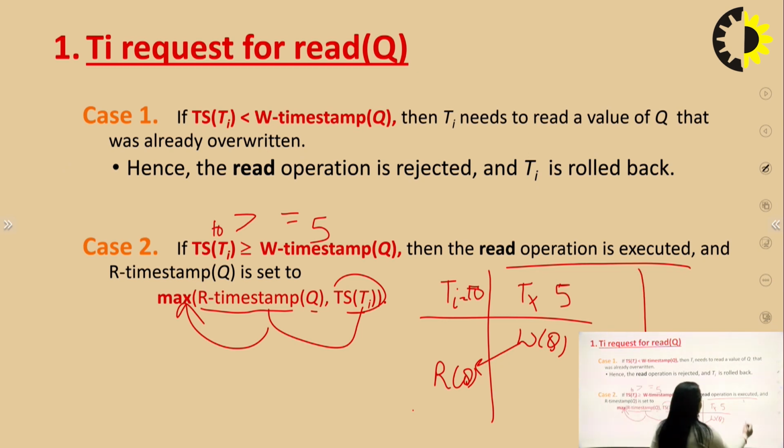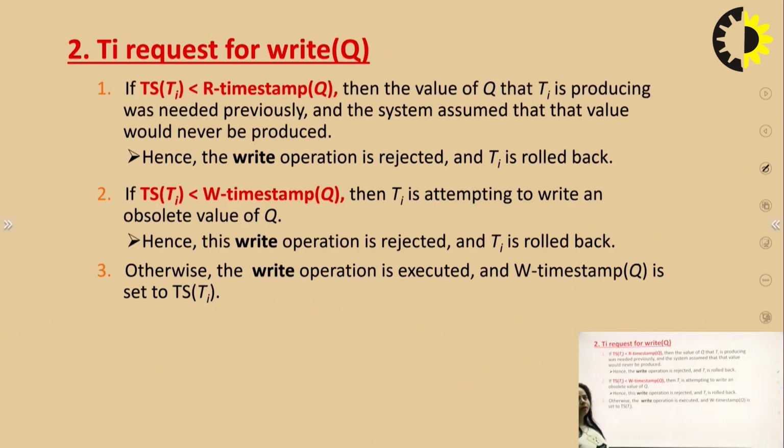The next scenario is where the timestamp of TI is equal to the write timestamp of Q. This case happens when the transaction that performed a write operation on data item Q again wants to read data item Q. In this case also the transaction is executed and the read timestamp is set to the maximum of the read timestamp of Q and the timestamp of TI.